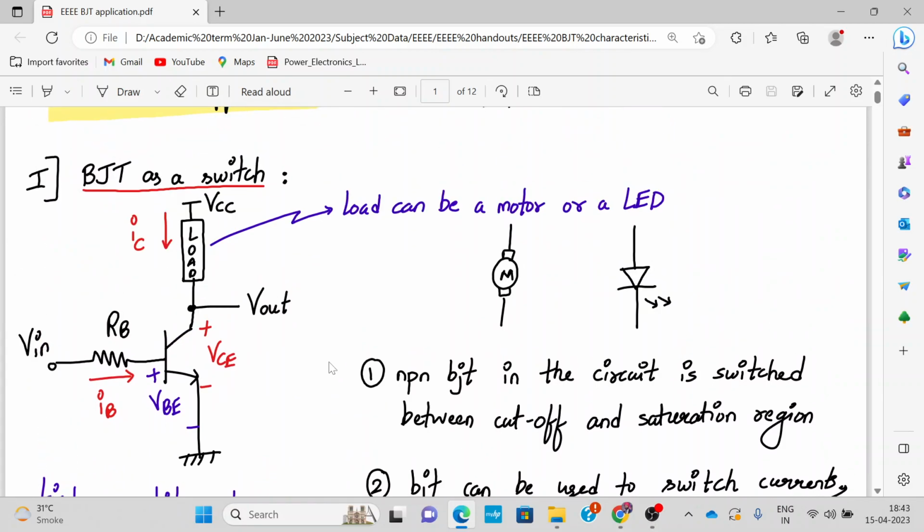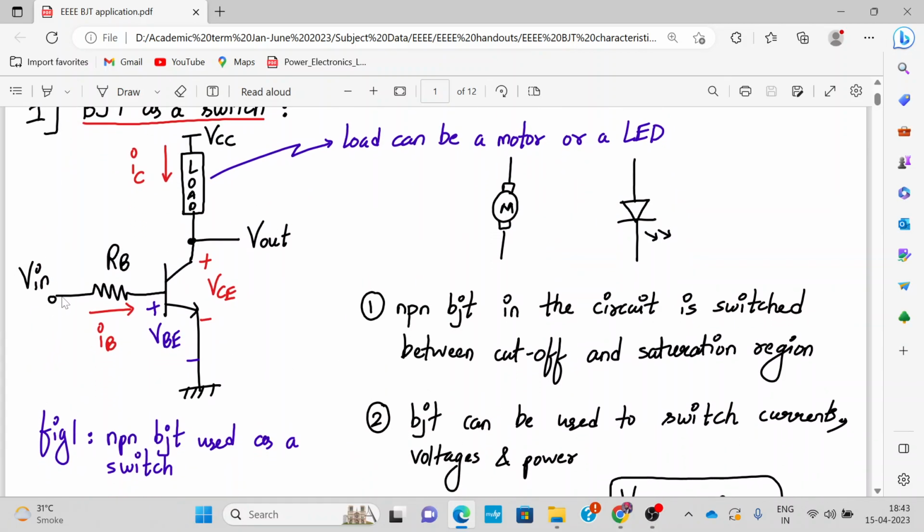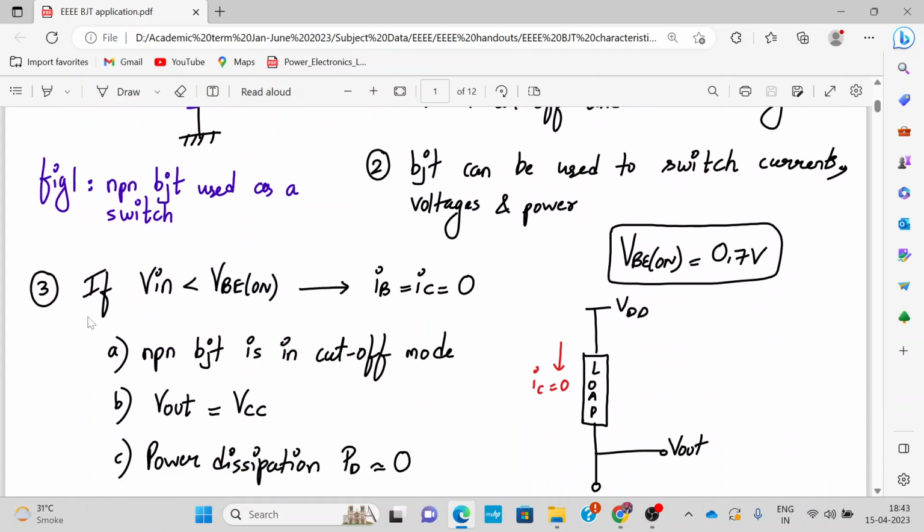So from here we know for a fact that if the applied voltage Vin is lesser than the VB turn on voltage, which is VB on, around 0.7, your BJT will be in the cutoff mode. So that is what we have written over here. If Vin is less than VB on, your BJT is off in the cutoff mode, and in the cutoff mode IB is 0, IC is almost equal to 0.